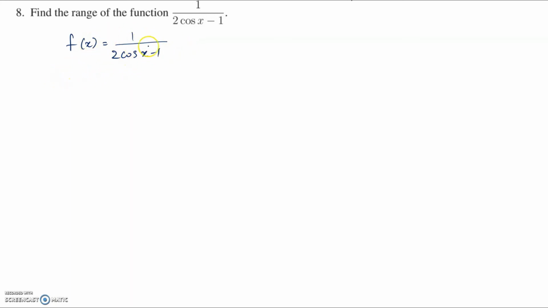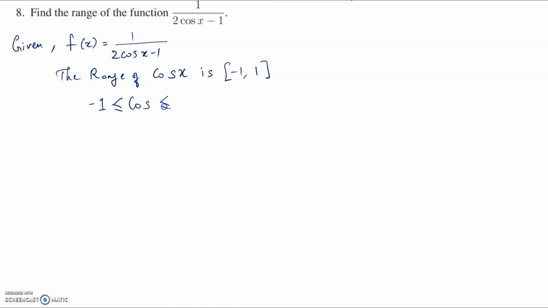Now, to find the range of this, we can first find the range of cos x, because then we'll be able to find the range of this entire function. So the range of cos x we know is between minus 1 and 1 in closed brackets. Or in other words, cos x is greater than or equal to minus 1 and less than or equal to 1. So 2 cos x is what we have. So multiply throughout by 2. So this is minus 2 less than or equal to 2 cos x less than or equal to 2.